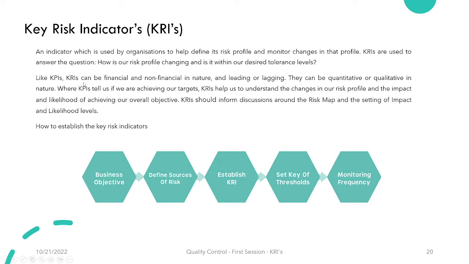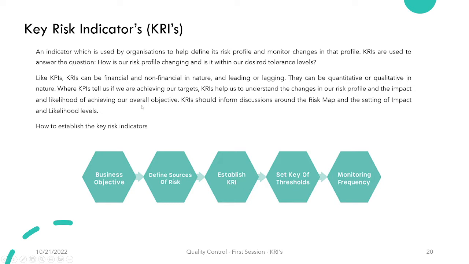Like KPIs, KRIs can be financial and non-financial in nature, and leading or lagging, as we gave the definition for these types of indicator sets: leading, lagging, financial, and non-financial. They can be quantitative or qualitative in nature. Where KPIs tell us if we are achieving our targets, KRIs help us to understand the changes in our risk profile and the impact and likelihood of achieving our overall objectives.